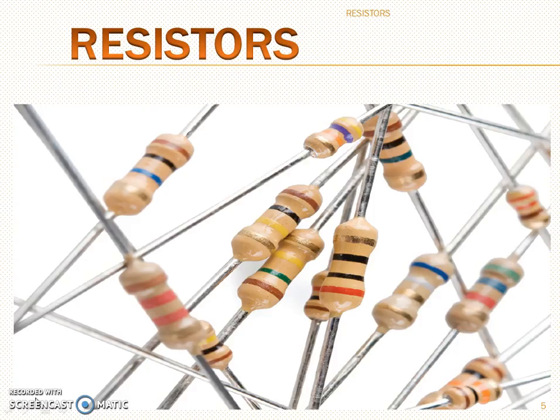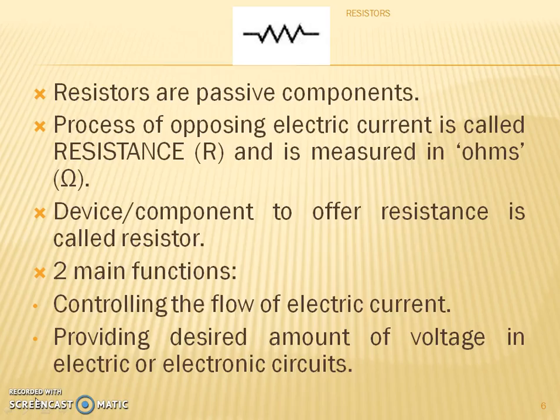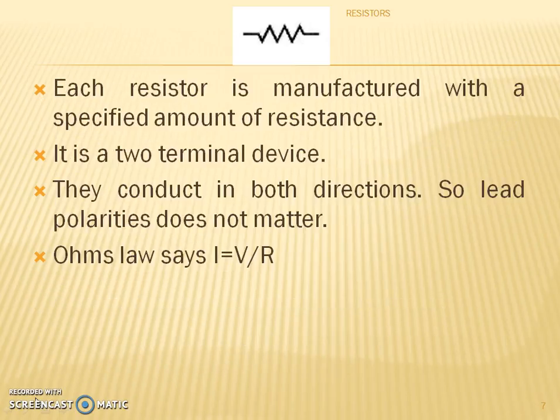Now in this tutorial, we are mainly covering resistors. So resistors are passive components. Process of opposing electric current is called resistance and is measured in ohms. The device or component to offer resistance is called resistor. The two main functions are controlling the flow of electric current and providing desired amount of voltage in electric or electronic circuits. Each resistor is manufactured with a specified amount of resistance.